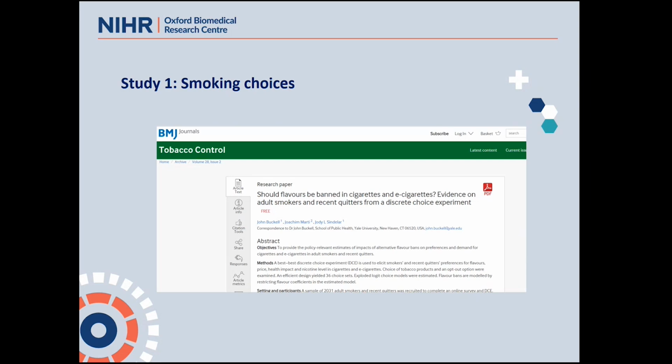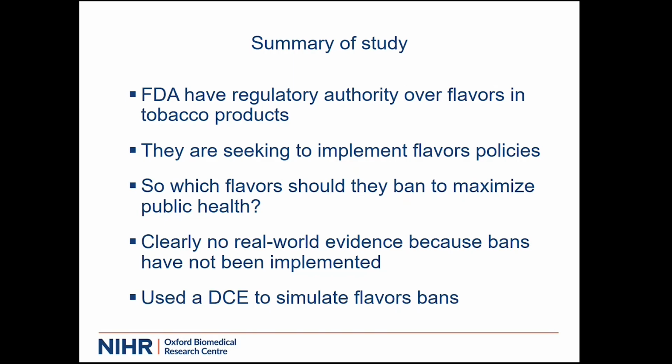Okay, so let's look at a few examples now. My apologies, I'm going to engage in what I shall refer to as shameless self-promotion for a few slides, but this is some work we've done in tobacco. We're interested in the flavours, amongst other attributes, mainly the flavours. As a summary and background of the study, the FDA, which is the governing body in the States overseeing the tobacco market, has regulatory authority over flavours in tobacco products. They do other things as well, but one of the things they could do is control flavours. And they're seeking to implement flavours policies.